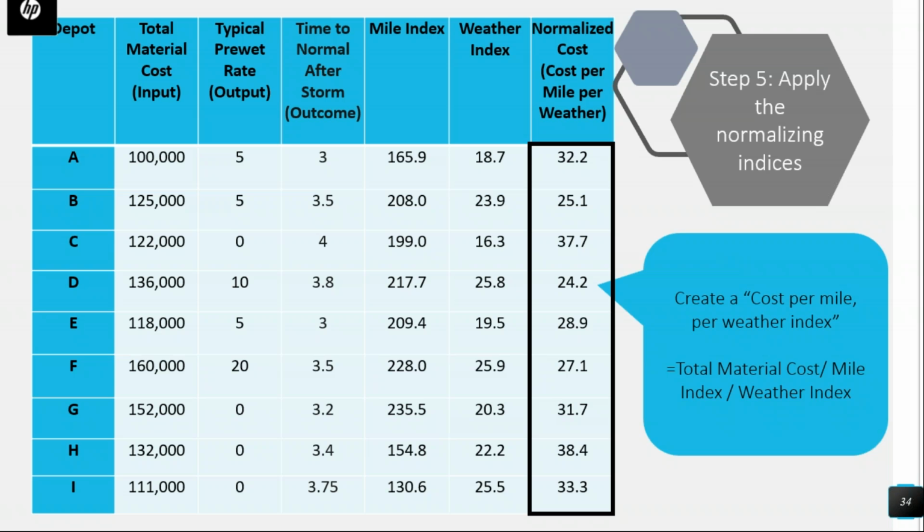So the higher you score on the weather index, the more that cost is going to go down in relation, because the weather score is in the denominator. And same with the miles. So this is the column that we need to use when we're looking at costs, because it has removed the impacts of weather and those other external factors from it.